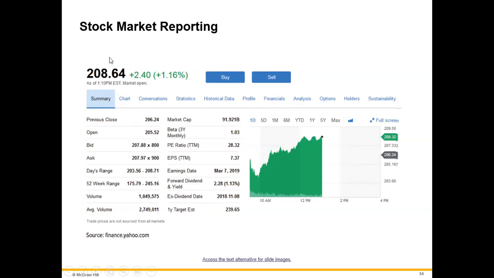Tells us it's currently trading at 208.64. It was up $2.40 or 1.16%. So take a good look at that, and you can see there what those different numbers mean. And this one is Costco, it looks like. I think it's off the NASDAQ. But this is a common way you'll see information quoted.